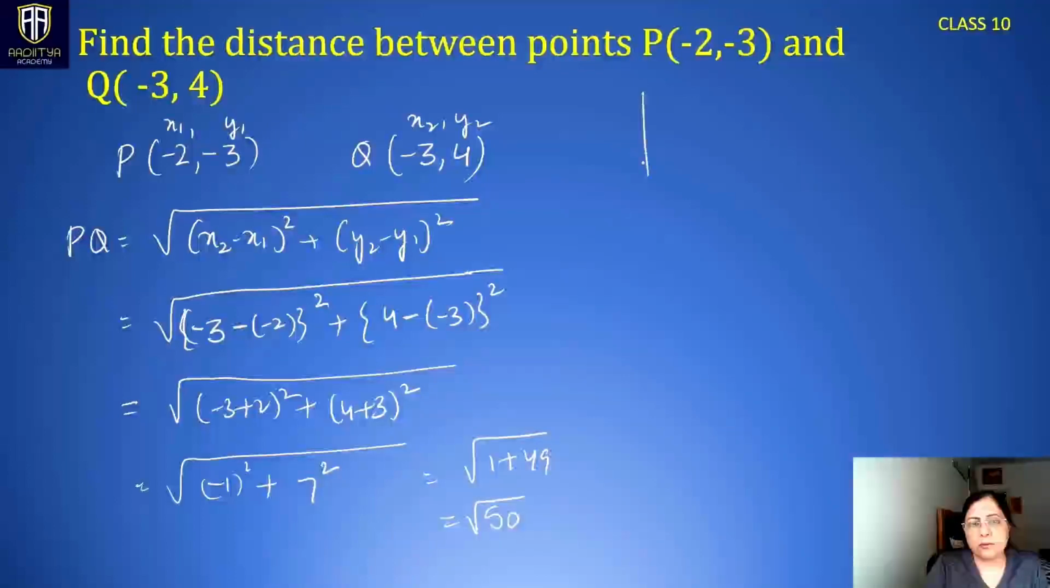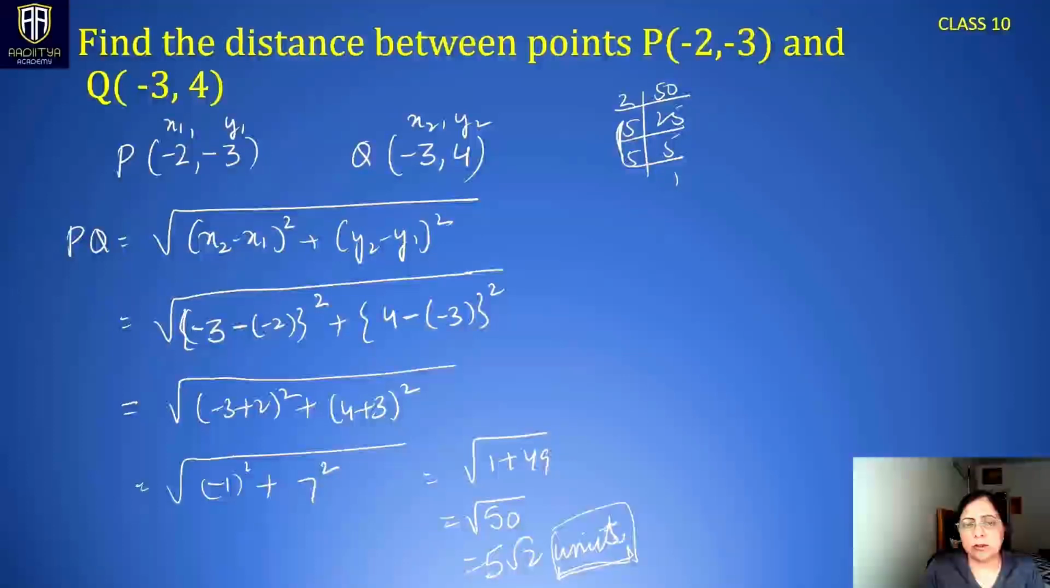Now you can simplify this. 50 can be written as 25 times 2. So you can take 5 out of the square root. This becomes 5 root 2 units. If a unit is given in the question, you can write that, centimeter or meter. Otherwise, you have to write this also. If there is no unit given, write a general unit, whatever it is. So distance is always represented in the basic unit. Now 5 root 2 unit is the distance between P and Q.